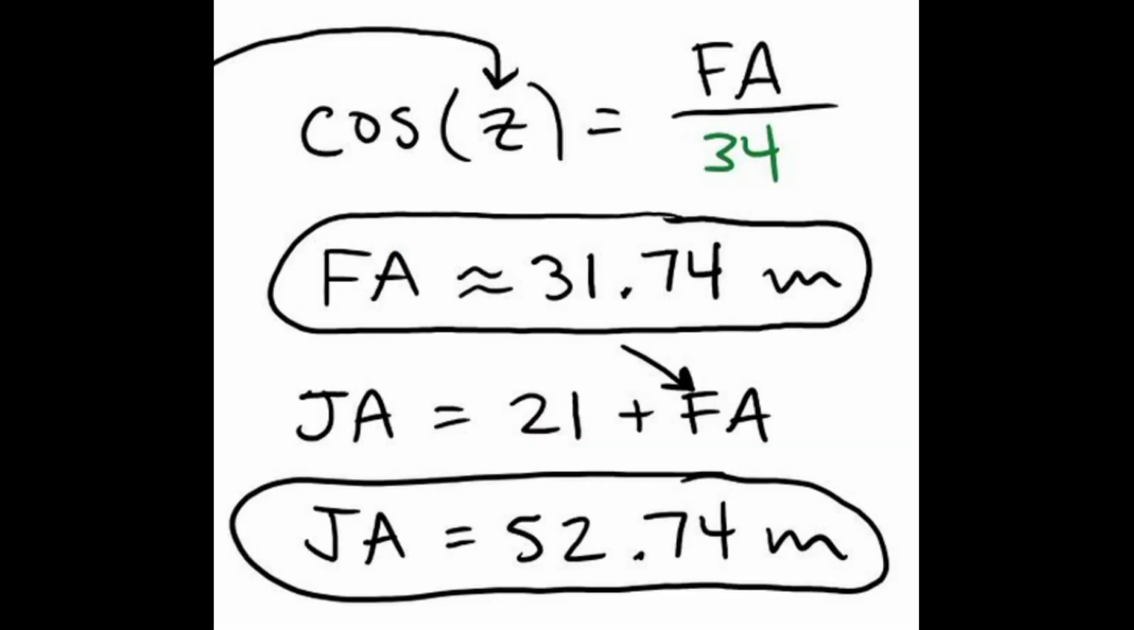So now I did use some right triangle stuff. We have cosine of angle Z, so I'm finding FA first, which is my adjacent, FA, what I'm looking for, over the 34. If you solve that correctly, you get 31.74. And then they said that Jaylene was just 21 meters higher than that, so we add 21 to the answer we just found, we get 52.74, and that is it.